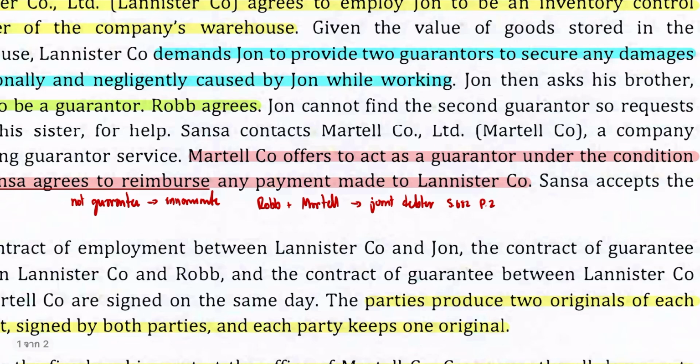And the second point of concern is that there are multiple guarantors, Rob and Matthew Cole, alright? So no matter whether they sign a contract of guarantee on the same day or not, the law will put them as joint debtors under section 682 paragraph 2.